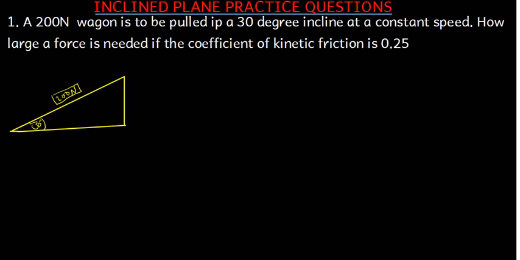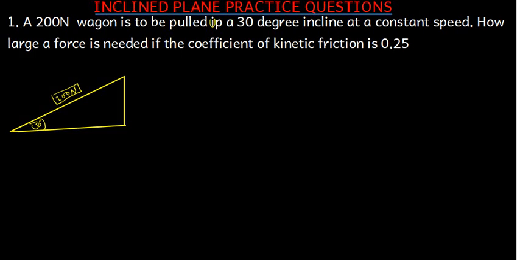In this video, I'm going to go over some practice questions on the incline plane. So I've been given a first question: a 200 newton wagon is to be pulled up a 30-degree incline at a constant speed. I want to find how large a force is needed if the coefficient of kinetic friction is 0.25.